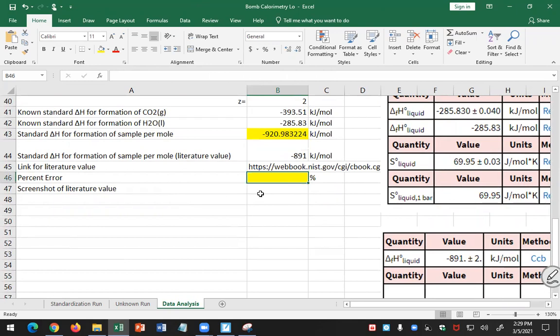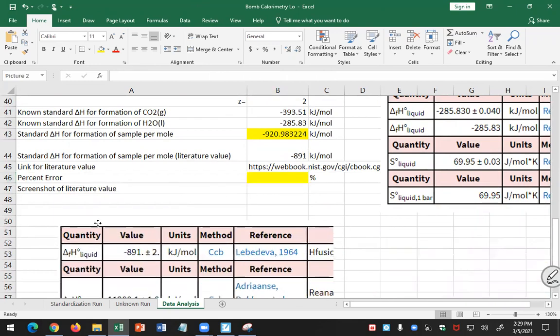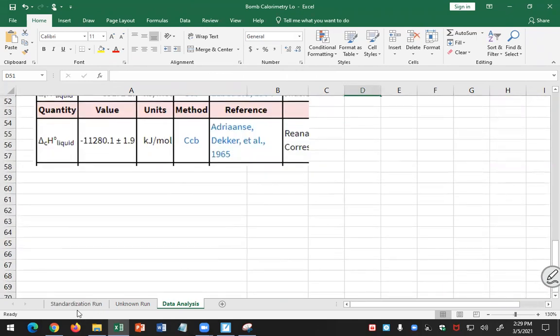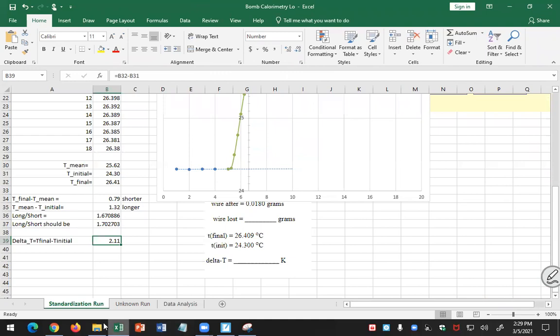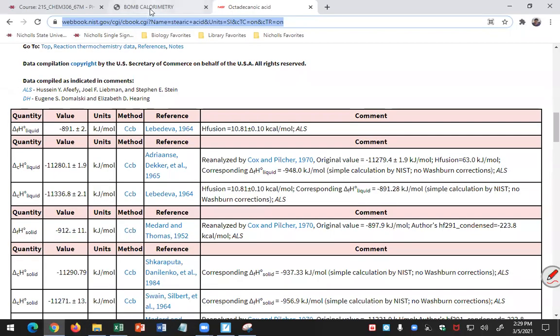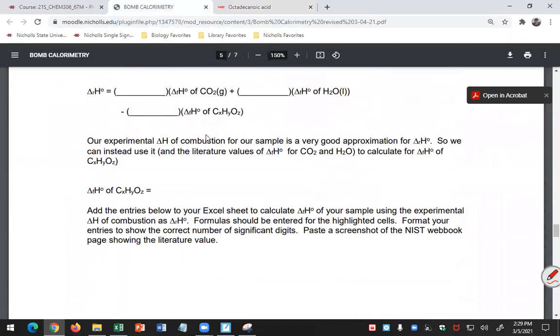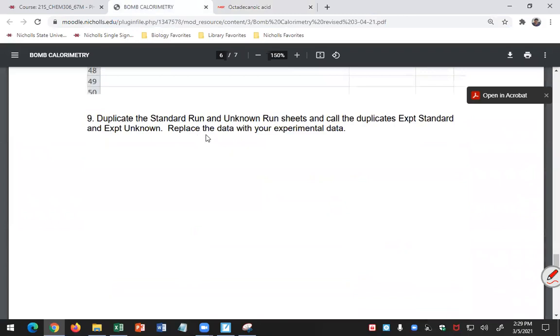Okay, so I can calculate my percent error. So this is the screenshot of my literature value. All right. So that allows you to determine the delta H of formation of your compound from combustion data. And that's what you need to do.